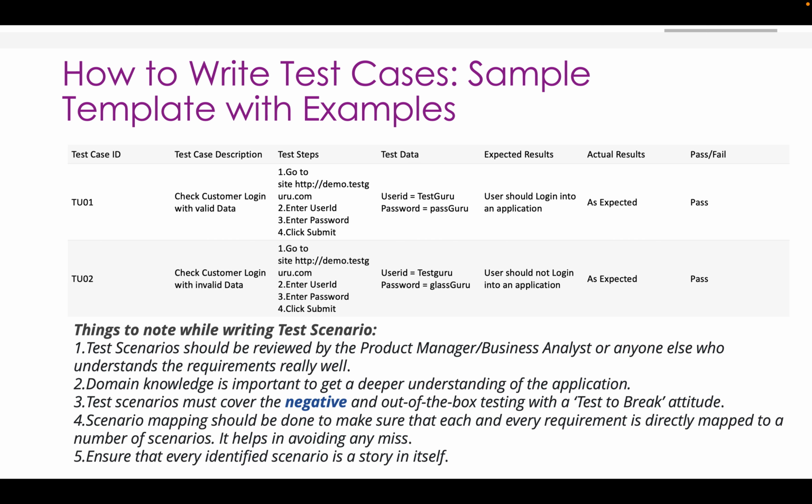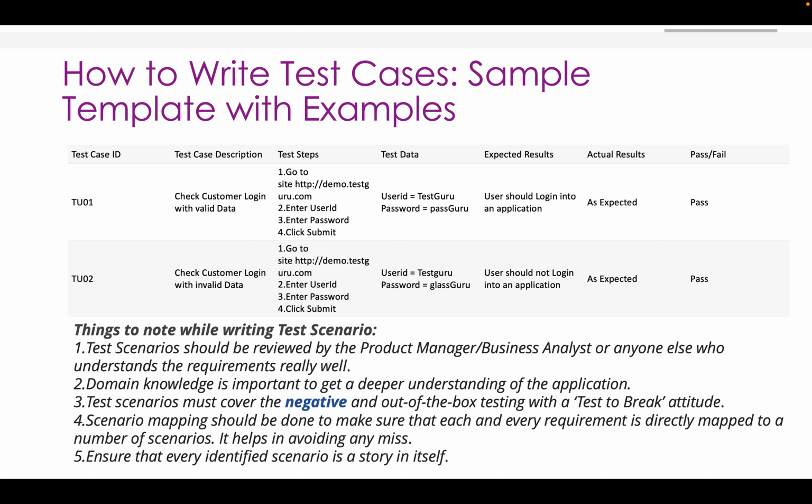Here on your screen you can see that when we write test cases there is a template. We have to have a test case ID. The test case ID is a unique ID to identify the test cases you write. You can give any unique ID, either TC01 or TU01. It depends; different people use different IDs. And the next one is the test case description.